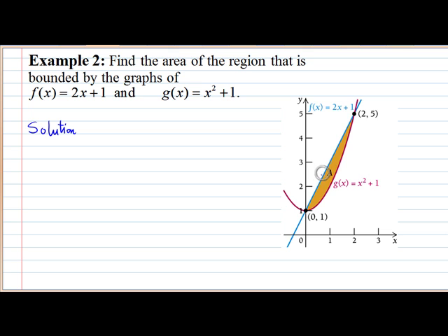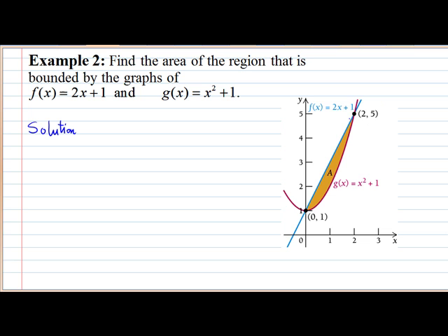Or sometimes we call this the outer and the inner. So in other words, f is greater than g. Next we're going to find the points of intersection. If your graph is accurate, you can see right here that the two graphs intersect at the point (0, 1) and the point (2, 5).